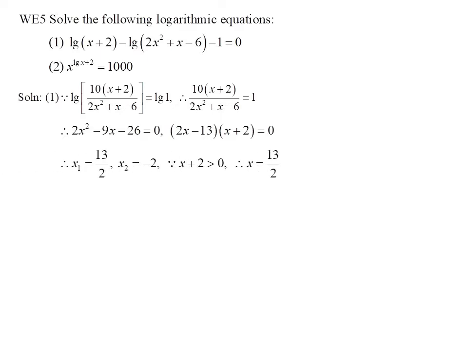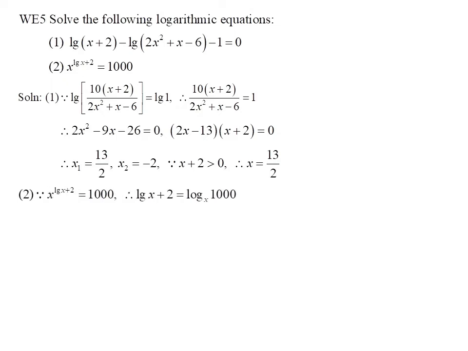So we obtain the results of x₁ = 13/2 and x₂ = -2. According to the logarithmic base numeral, x + 2 must be greater than 0. x = 13/2 is the only solution for this logarithmic equation.